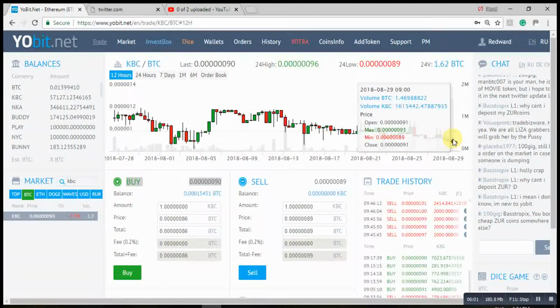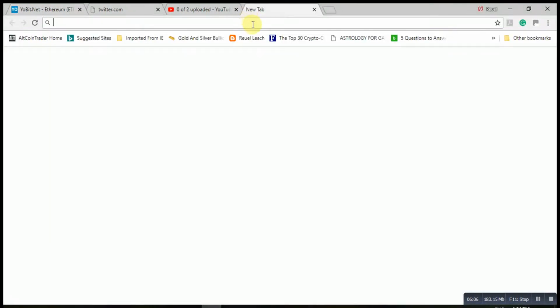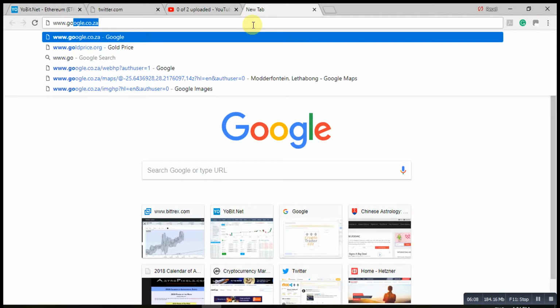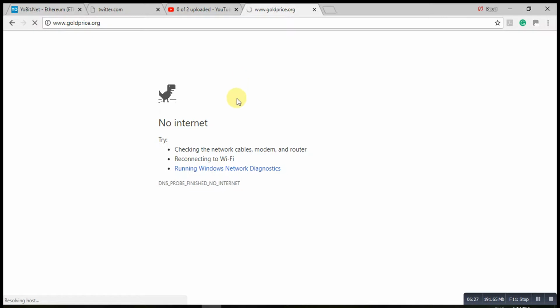And we can probably go and look at the gold price also. Maybe this has a correlation with the gold price. So let's go to www.goldprice.org and we look at the current gold price situation and see if the demand for gold has fallen. Because Karatbar's coin is a coin that is associated with gold, maybe we have something that is aligned in the same aspect. So let's see if this one will load for us. Otherwise, we will just have a look at it later.